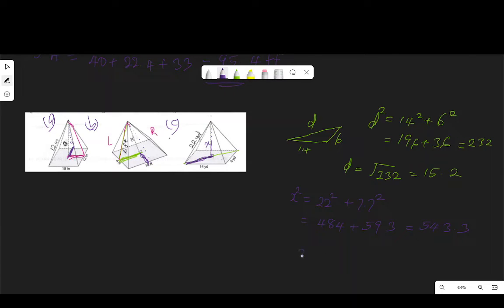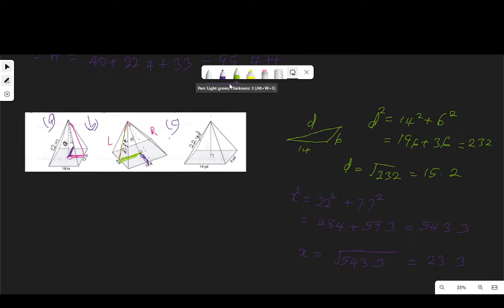543.3. S will be square root of 543.3. Square root of 543.3 is 23.3. 23.3 is this line here. Okay, now that we know, no, that's not, it's X rather. It is the vertical height of the pyramid. So now that we know the vertical height of the pyramid, we can calculate the height of the triangular faces.